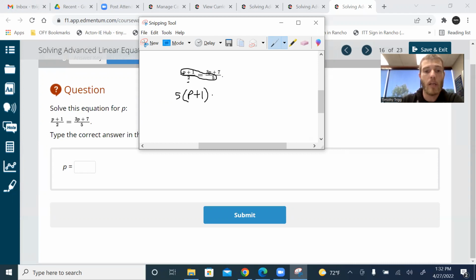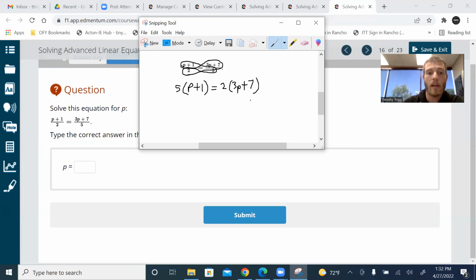Similarly, we put equals and we cross multiply the other way. So 2 times 3p plus 7.